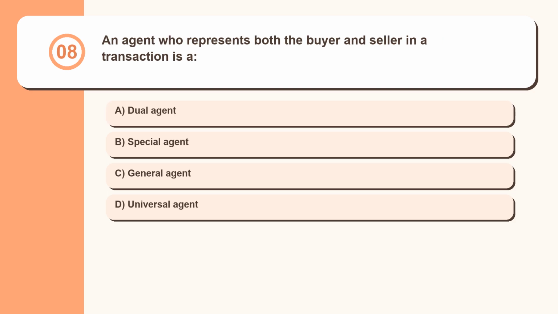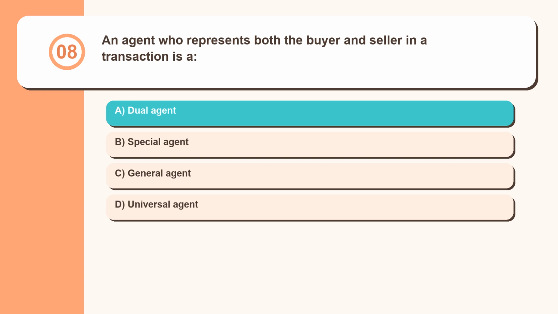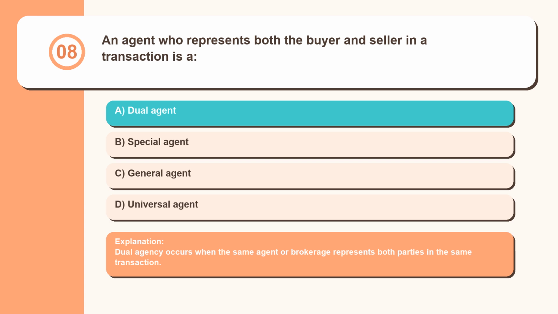Question 8. An agent who represents both the buyer and seller in a transaction is a dual agent, special agent, general agent, universal agent. Dual agency occurs when the same agent or brokerage represents both parties in the same transaction.